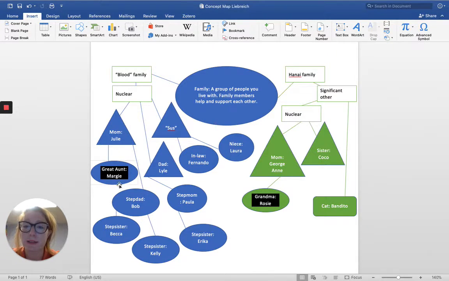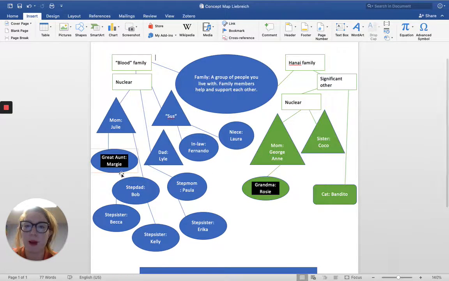You'll notice that this box here from my great aunt Margie has black in it. That means that she passed away. I include her in my concept map of family because out of all my extended family, she was one of the most influential people to me. She inspired me to be a strong woman, a feminist. She always encouraged me in my education. So she's kind of my motivation for completing my PhD and even going back to college in the first place. So I think about her regularly, and she still comes to mind when I think about family and who's important to me. But I wanted to denote that she's passed away. And so that's my blood family.